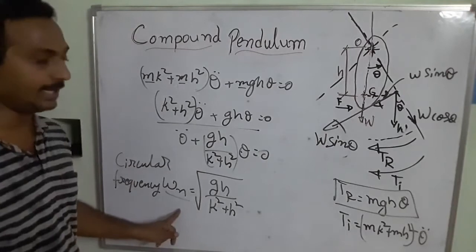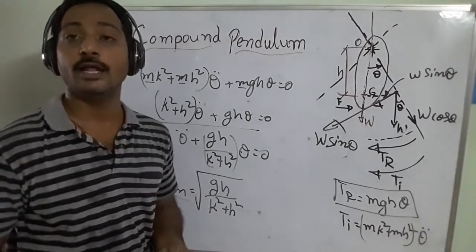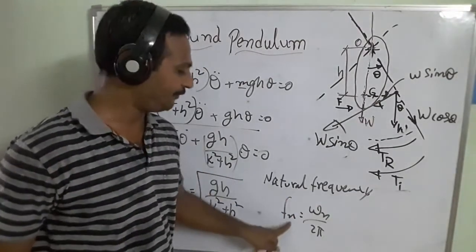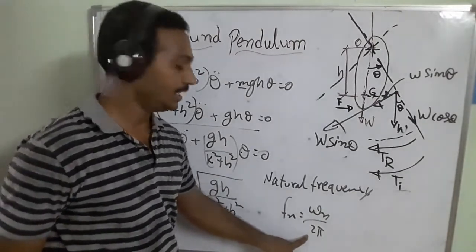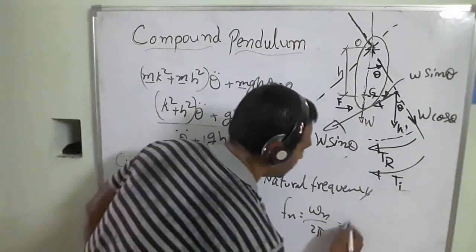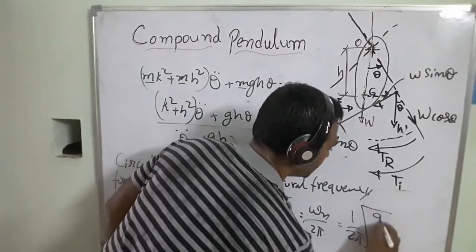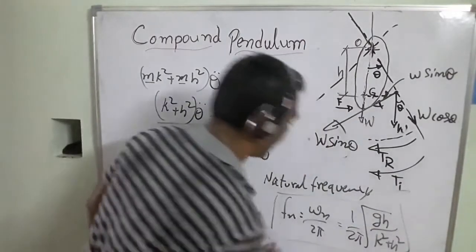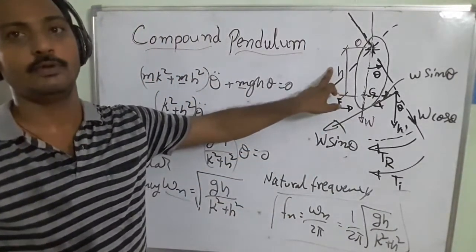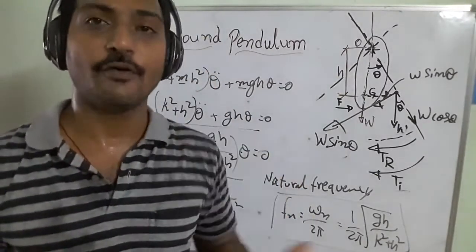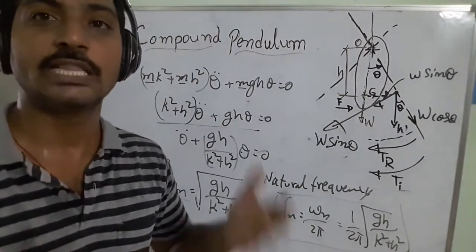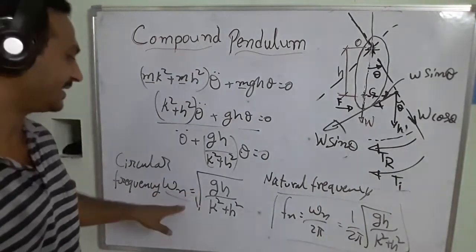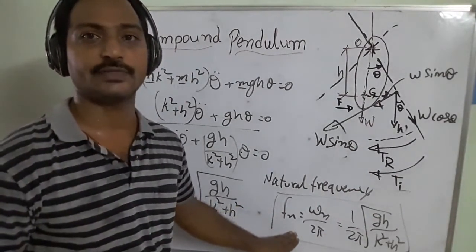Once we calculate the circular frequency, then easily we can calculate the natural frequency of this compound pendulum. As we know, the natural frequency Fn is equal to omega n by 2 pi, right? So 1 by 2 pi, the square root of gh by k square plus h square. This is the natural frequency for this compound pendulum, when it is subjected to the gravitational force. That means under the gravitational force, that object starts oscillating on its own, and that's the compound pendulum. This is the circular frequency and this is the natural frequency of that system.